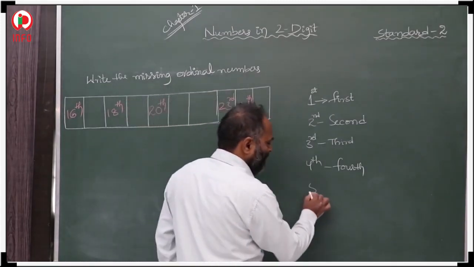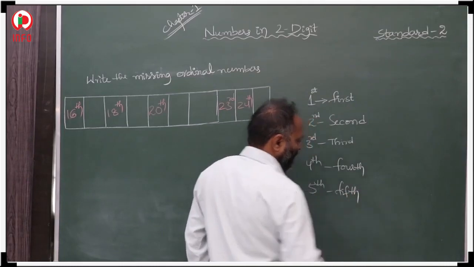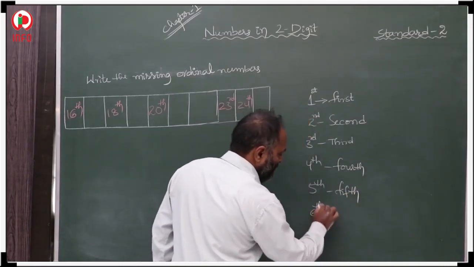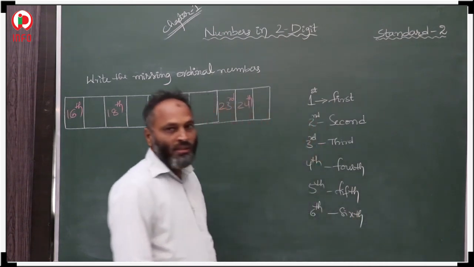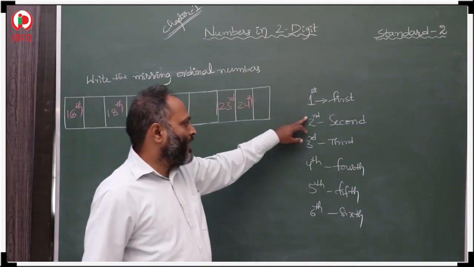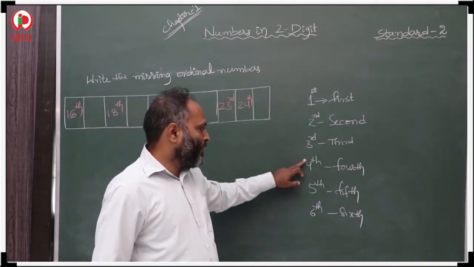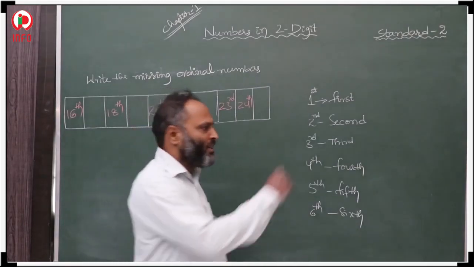Fifth. Sixth. Seventh. In this way, if you write first, second, third, fourth, fifth, sixth, these all are called ordinal numbers.